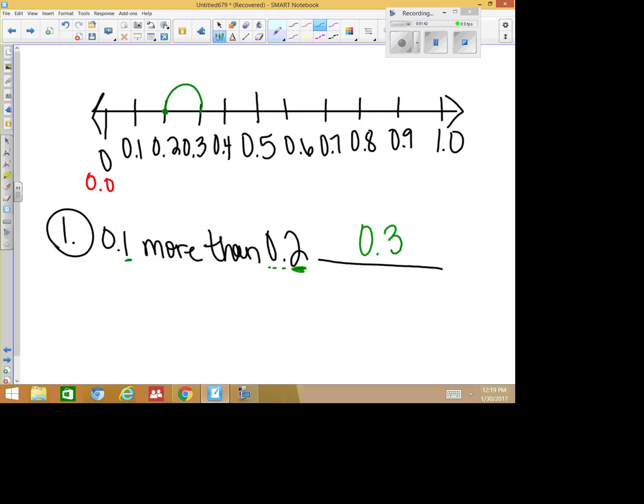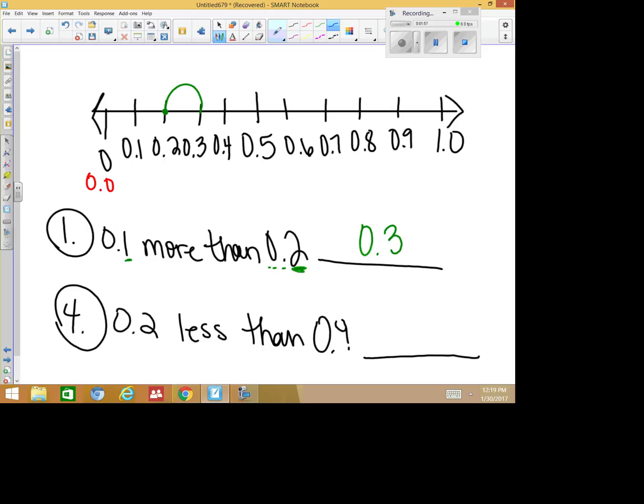So, let's look at number 4. What number did I say? Number 4 says 0.2 less than 0.9. So if I look at 0.9 down here, I gotta go to where? Less than. So it has to be 0.7. Right. 0.7, not O. 0.7.